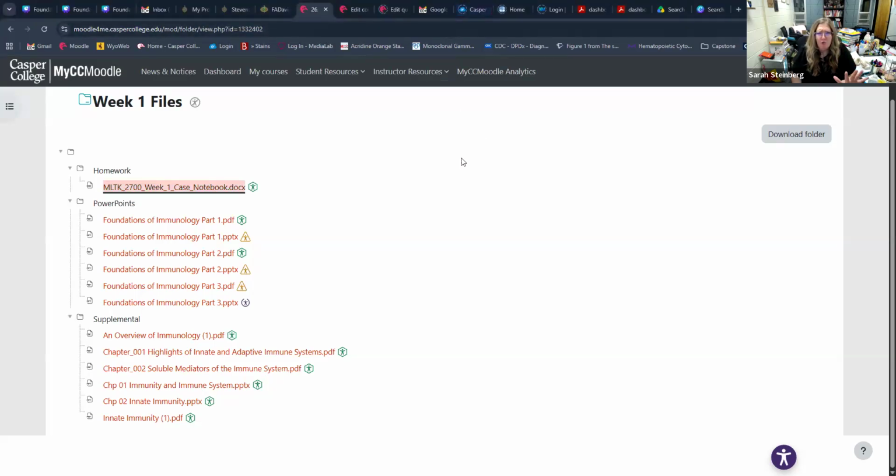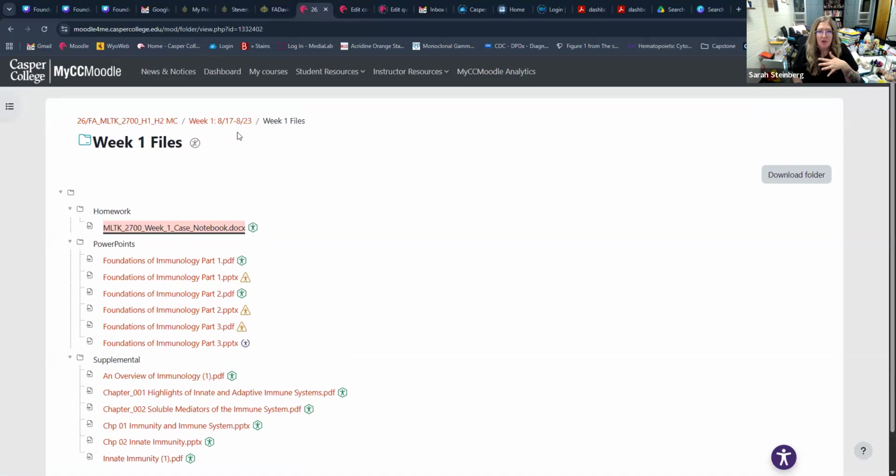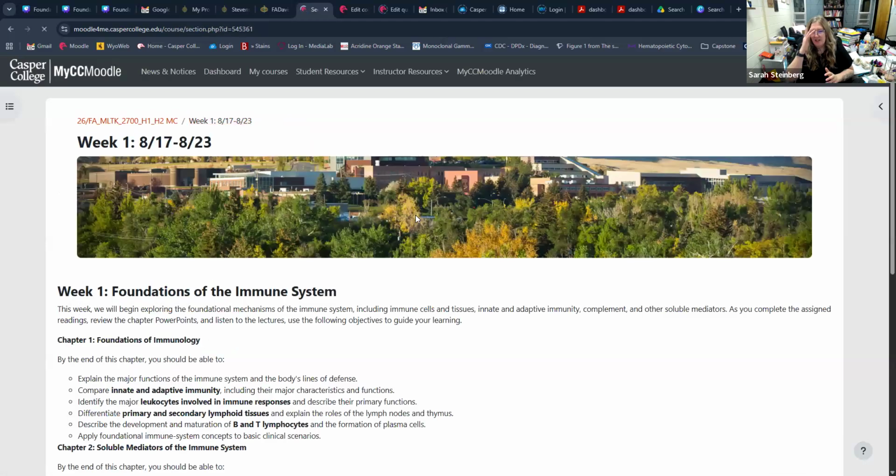So hopefully you saw that worksheet. Not sure, because my screen share was paused. Anyhow, here are all of the PowerPoints. I give them to you in both PDF and PowerPoint. And then supplemental PowerPoints for you, just an overview of immunology. And then these are PowerPoints from the publishers, so I try to condense them and make them make a little bit more sense.